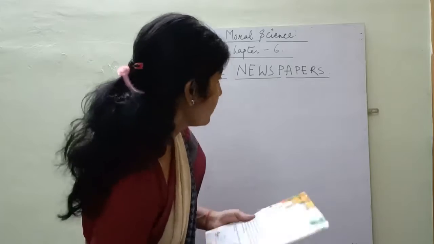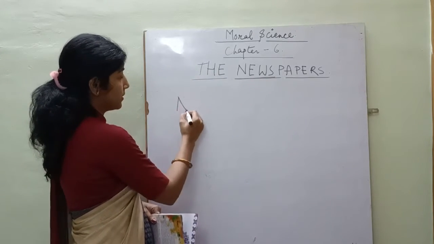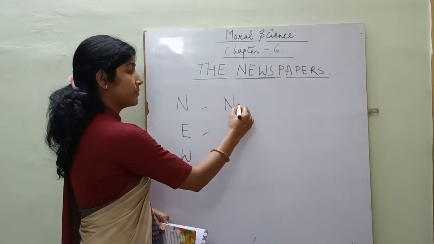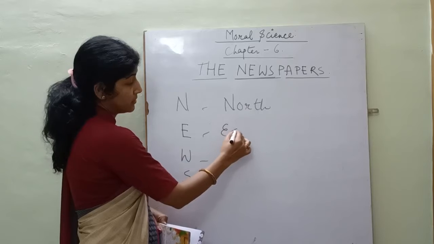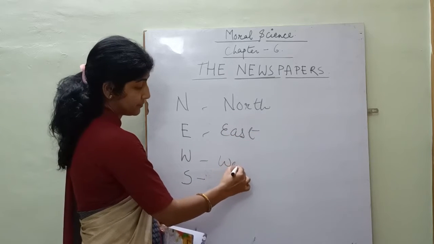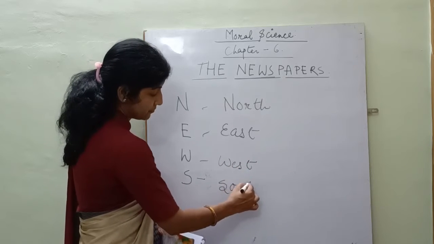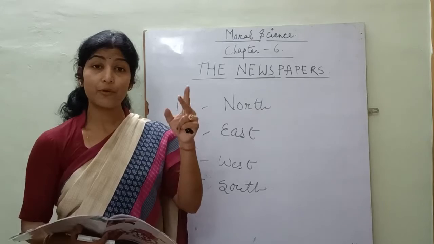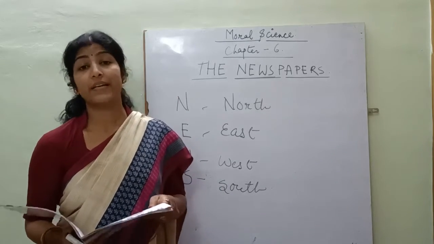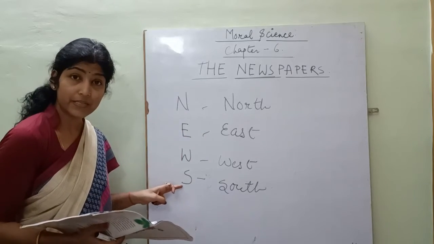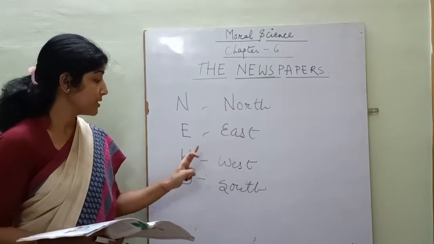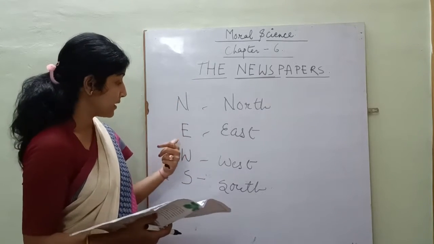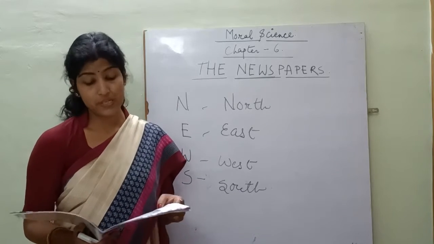So newspaper, news, N, E, W, S, north, east, west and south. News has four letters, that is N, E, W and S. And these four letters stand for directions. N stands for north, E stands for east, W stands for west and S stands for south. So each one stands for four directions, that is north, east, west and south.